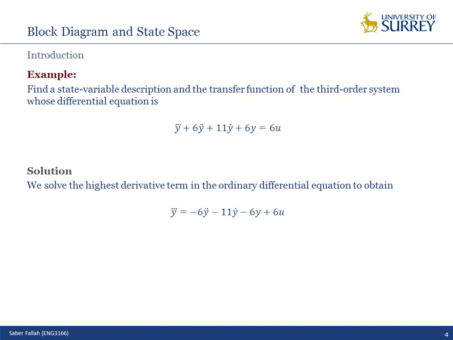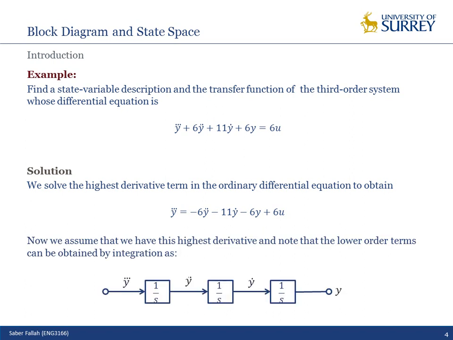Then, if I want to show based on the block diagram, I can show the block diagram as this one, or state space. Y triple dot goes to the 1 over S, builds up the Y double dot, goes to 1 over S, makes Y dot, and goes to 1 over S again, makes Y, which is usually what we look for. We want to analyze the response of the system, position, displacement, whatsoever.